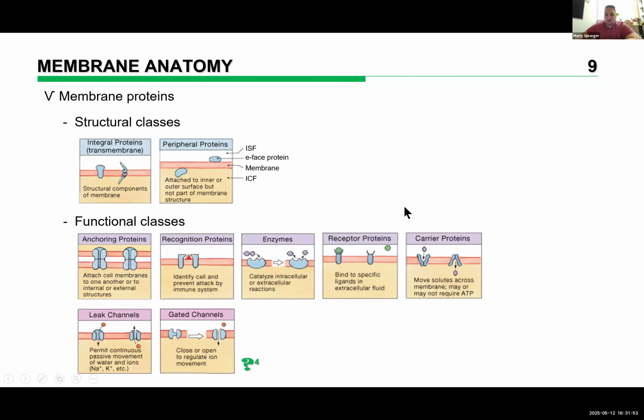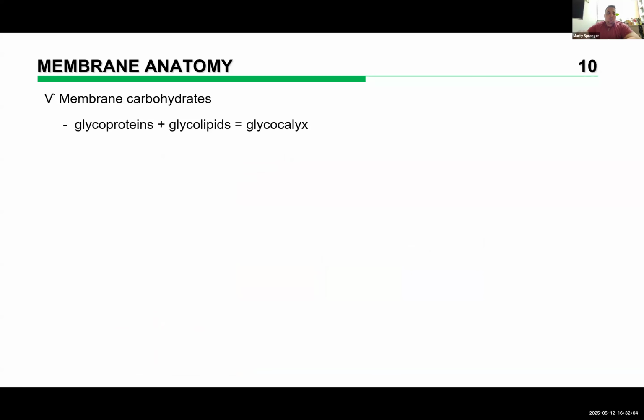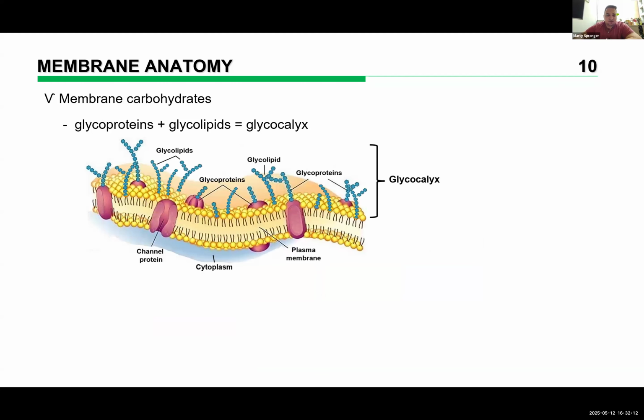We left off on this slide talking about membrane protein structural classes and functional classes, and we'll talk about this all in more detail as we move along. So membrane carbohydrates, glycoproteins plus glycolipids, make up our glycocalyx. This is on the E face of the cell, and you can see that here.